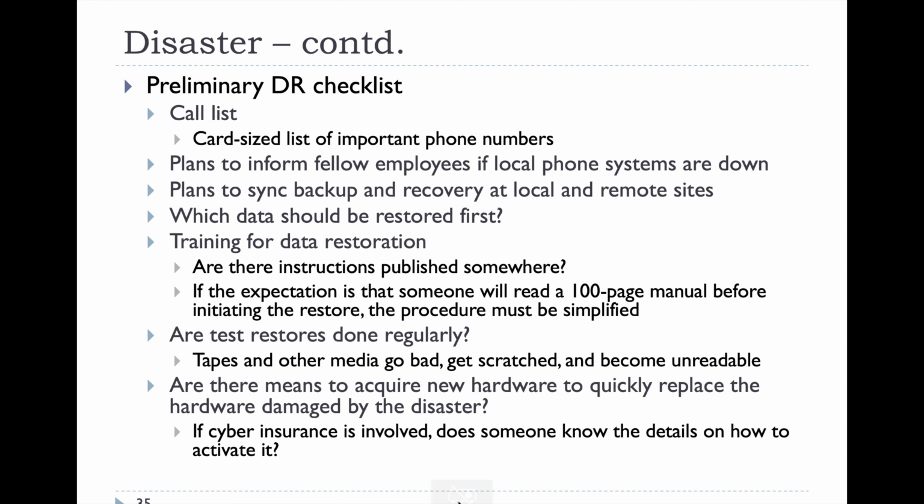And we also have to ask, are there means to acquire new hardware to quickly replace the hardware that has been damaged? So do we have insurance with a company that will provide us with, for example, 100 devices if there was a fire, or any reason for our devices to go down or be destroyed? So we have to know this. If a cyber insurance is involved, does someone know the details of how to activate it? How do we activate this insurance? How do you communicate with them? Who exactly are we expected to communicate with?